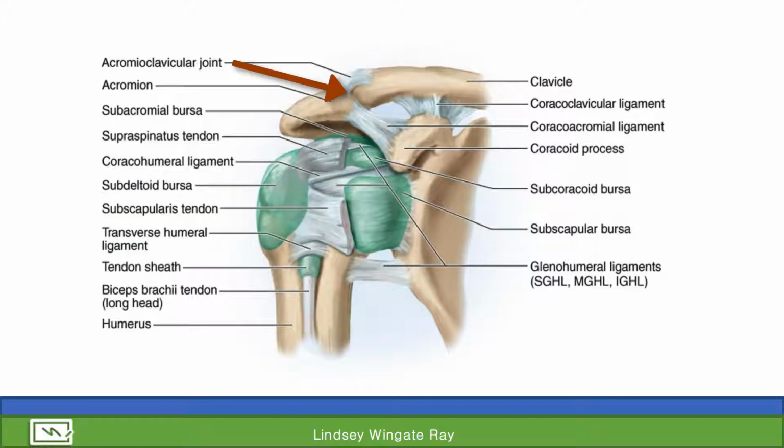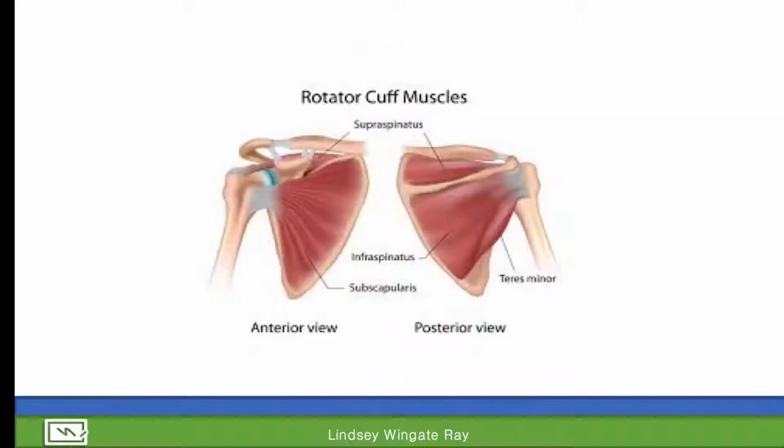The AC joint is where the clavicle meets the acromion. The SC joint, sternoclavicular joint, supports the connection of the arms and shoulders to the main skeleton on the front of the chest. It's really important that you know what the rotator cuff muscles are in your shoulder. These are commonly injured and called different things. The rotator cuff muscles are the supraspinatus, which is at the top, the infraspinatus, which is at the bottom, the subscapularis, and the teres minor.